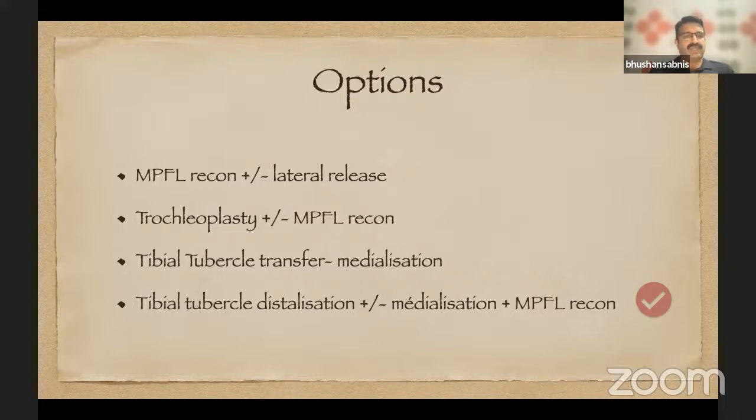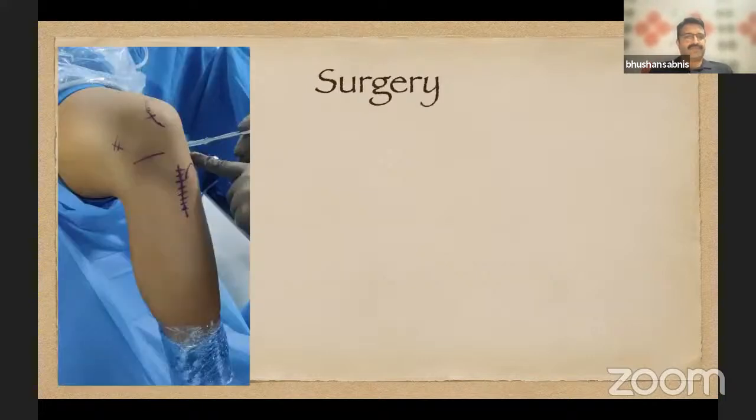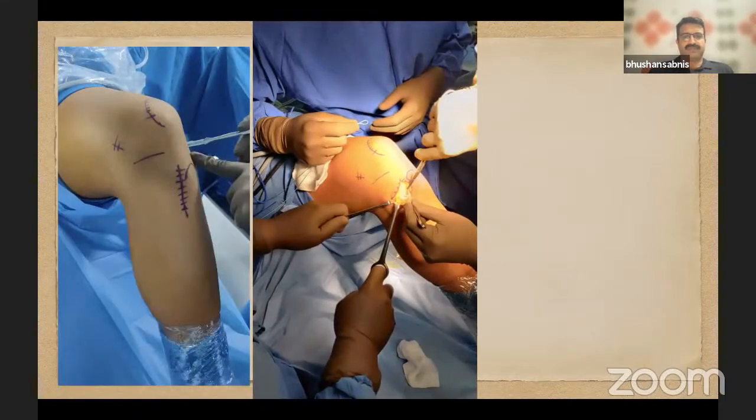Or I can do a tibial tubercle distalization plus or minus minor medialization. The TTT distance was about 18 millimeters in him, and an MPFL reconstruction. This is how he looked. I'm sorry, I'll come to that.